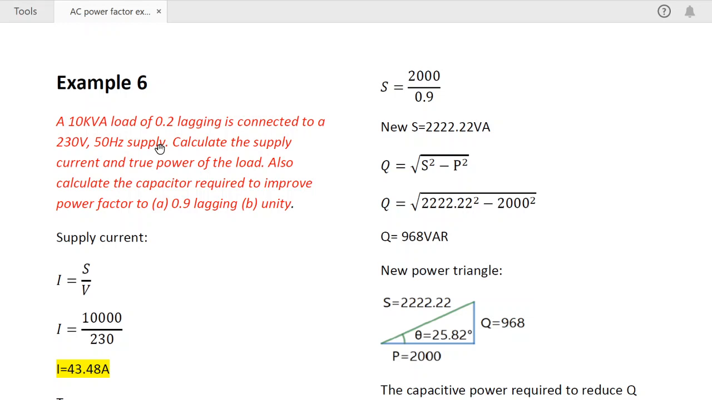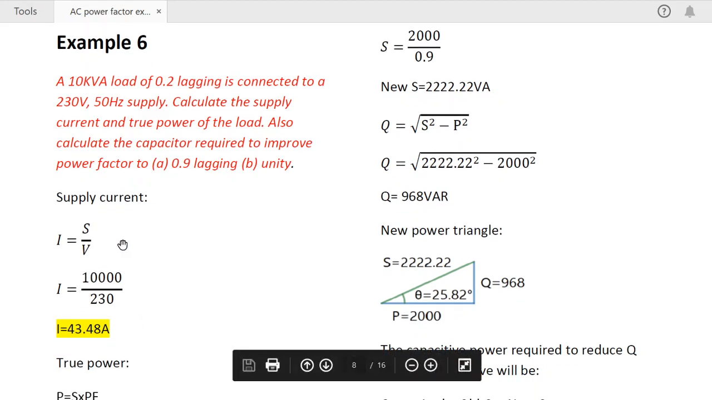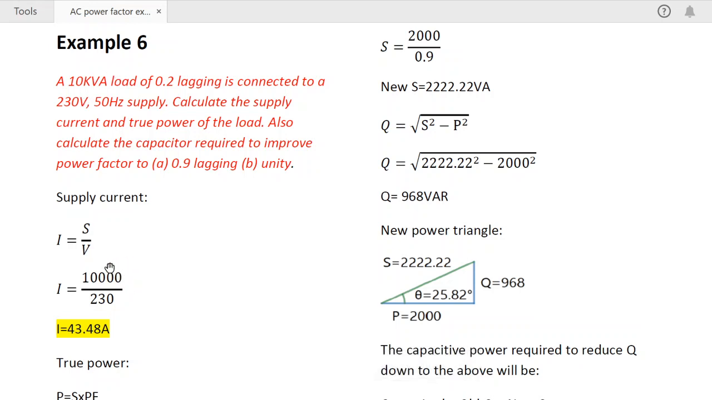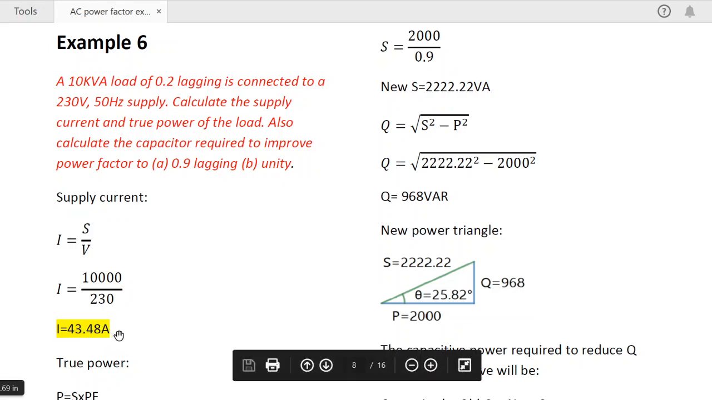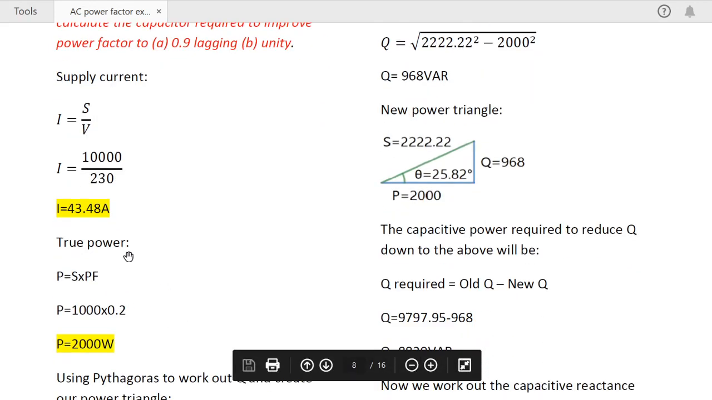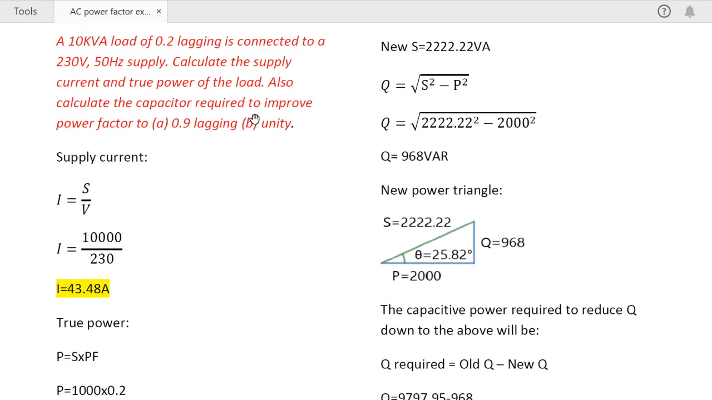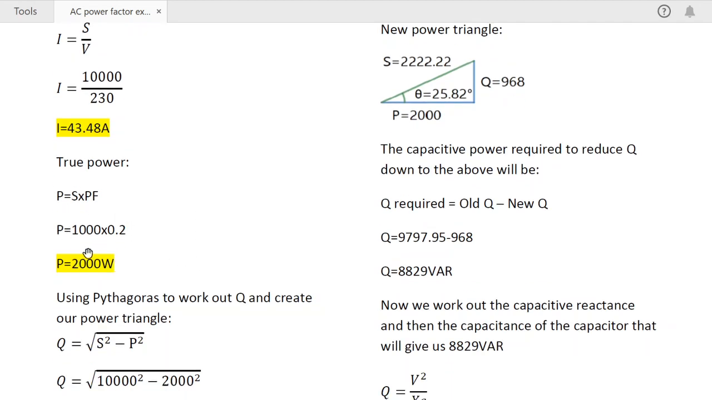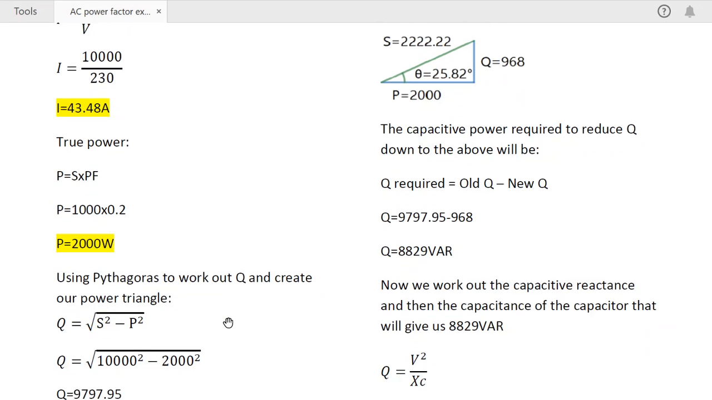So the first couple there should be pretty straightforward. Calculate supply current, I equals S over V. Apparent power divided by voltage. So we've been given the apparent power. It was 10 kVA, 10,000, divided by the voltage 230 equals a current of 43.48 amps. Now true power will be apparent power times the power factor. We've got a power factor here, we were told it was 0.2. So 10,000 times 0.2 is 2,000 watts.